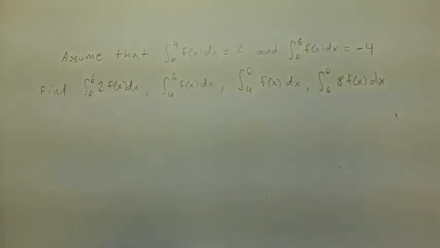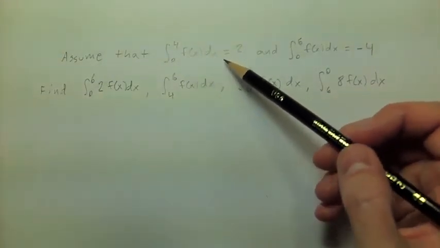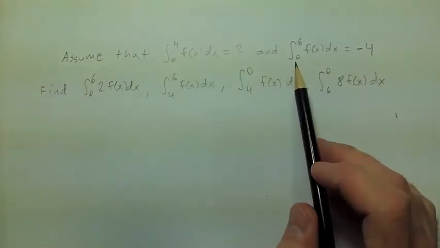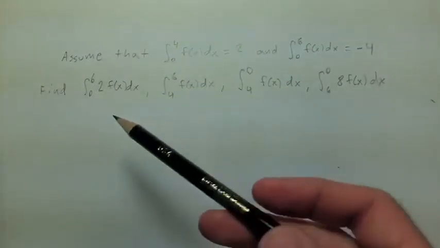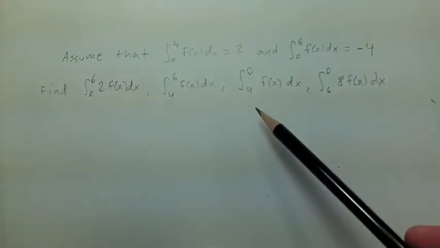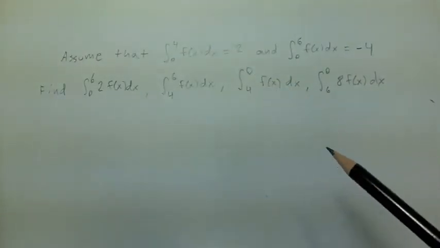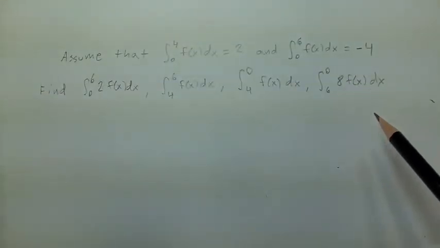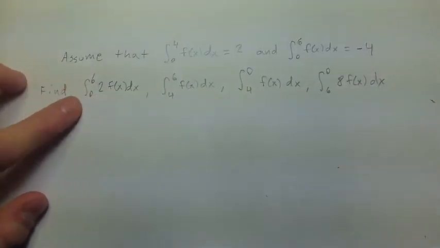Okay, so let's say that we have that the integral from 0 to 4 of f of x dx is equal to 2, and that the integral from 0 to 6 of f of x dx is equal to negative 4. And we want to find the integral from 4 to 6, the integral from 0 to 6 of 2 times f of x dx, the integral from 4 to 0, and the integral from 6 to 0 of 8 f of x dx. Okay, so we'll start with 0 to 6 of 2 f of x dx.